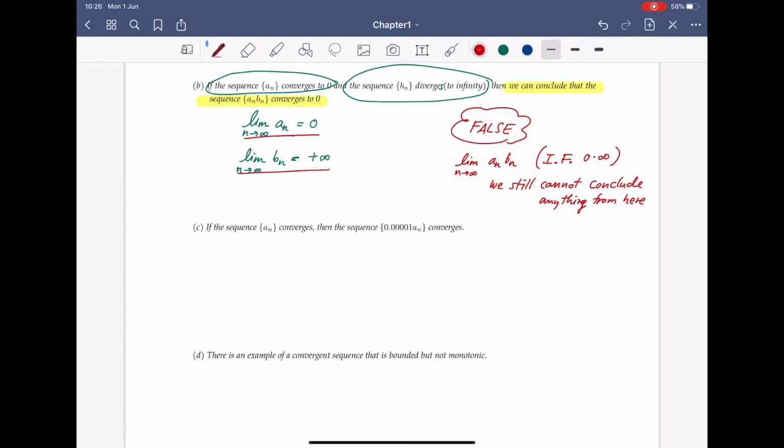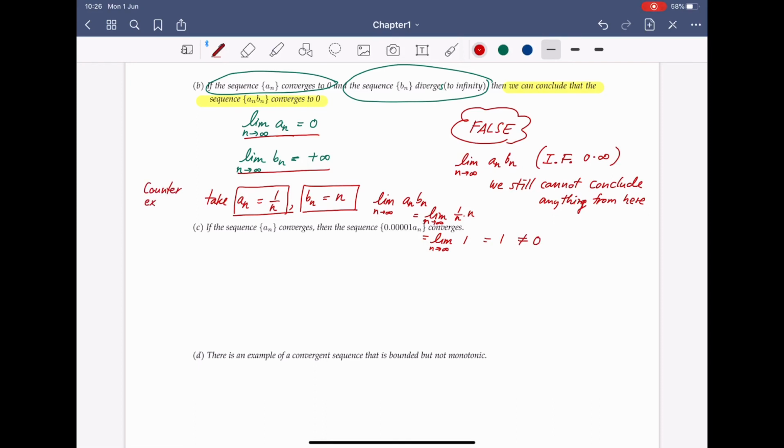So if you want to give a counterexample, you can take an to be 1 over n, and you can take bn to be n. So here you can see that the limit of 1 over n is 0. The limit of n is infinity. And when you compute the limit of an times bn, this is the limit of 1 over n times n, which is the limit of 1, which is 1. So this is not equal to 0. So this is your counterexample for part B.